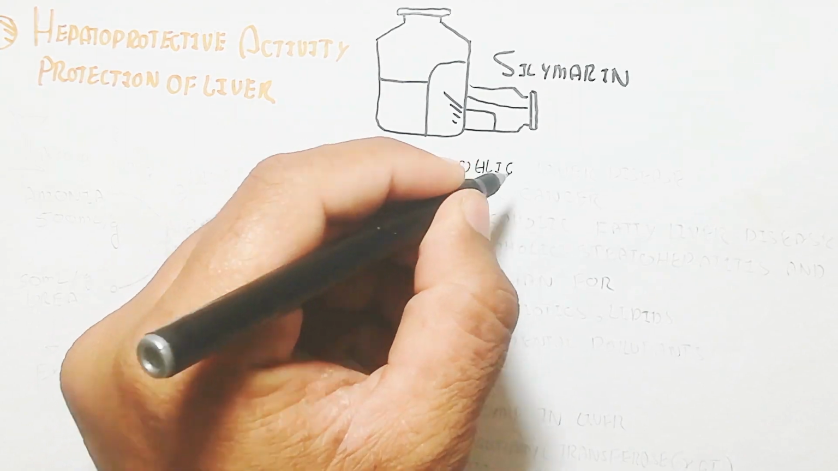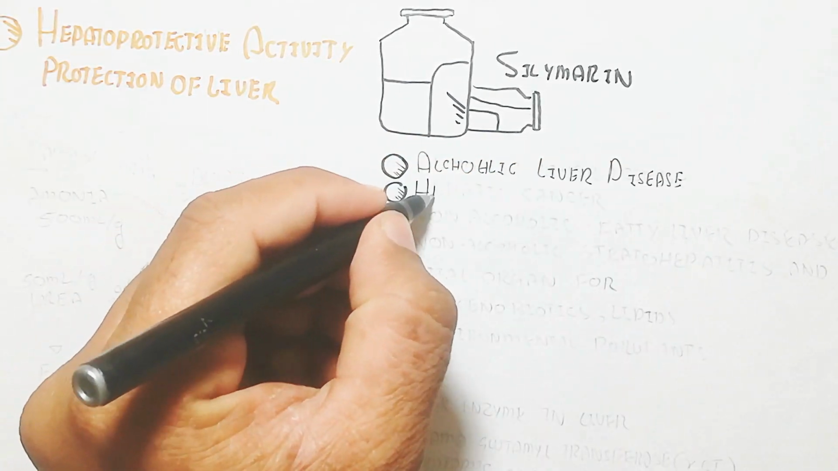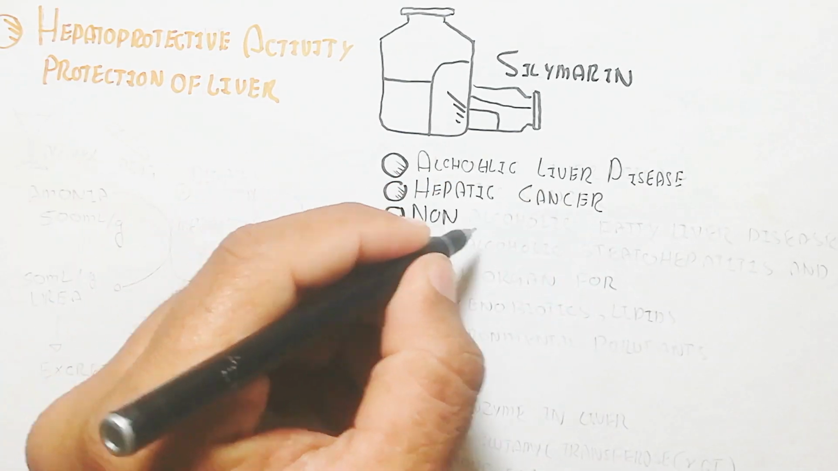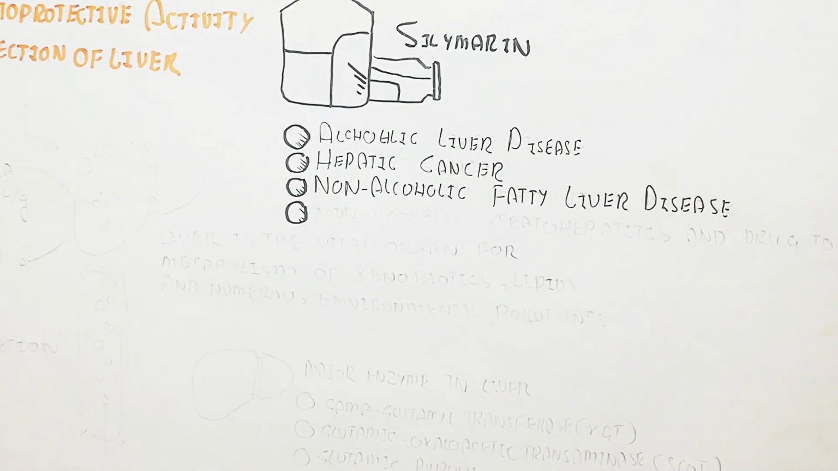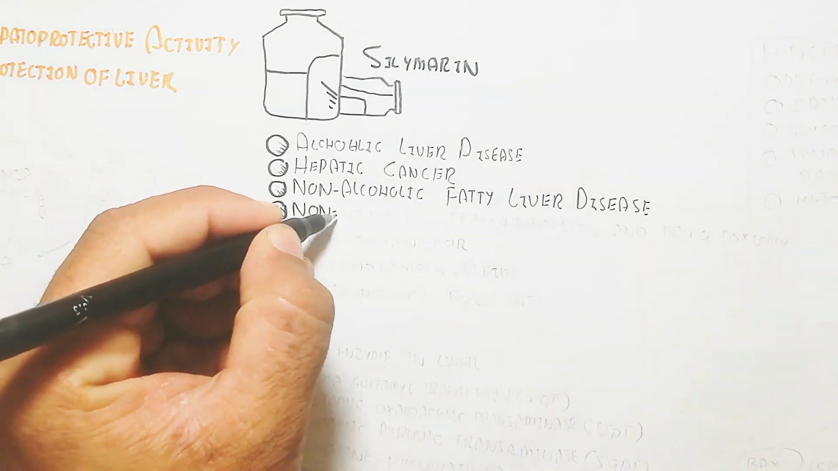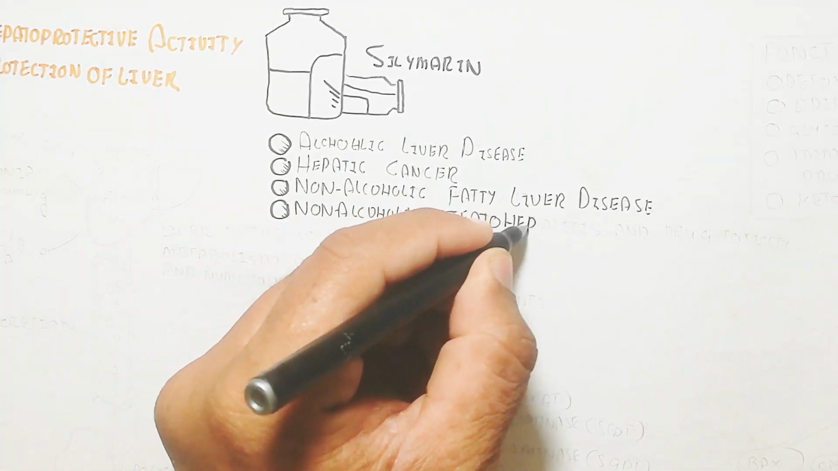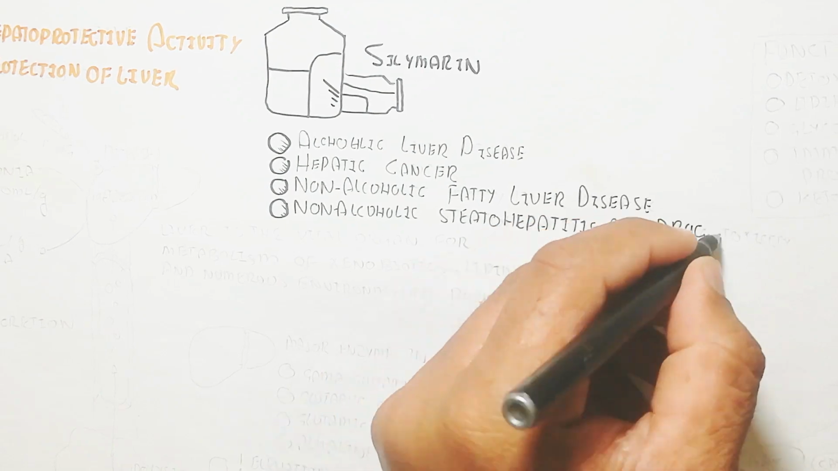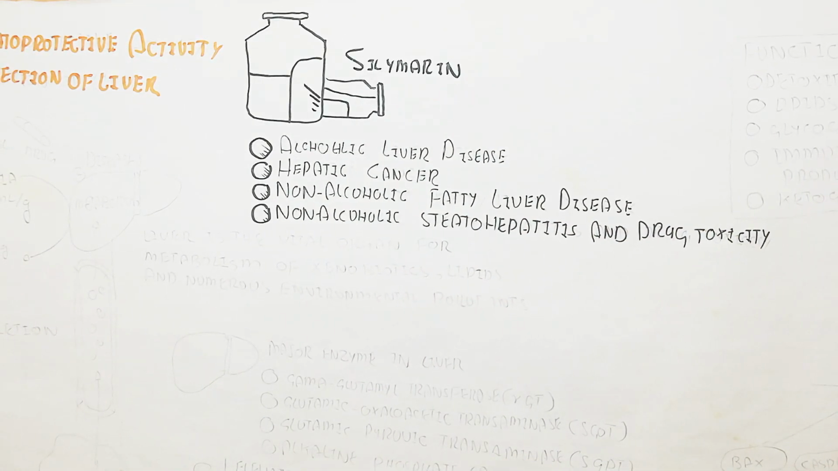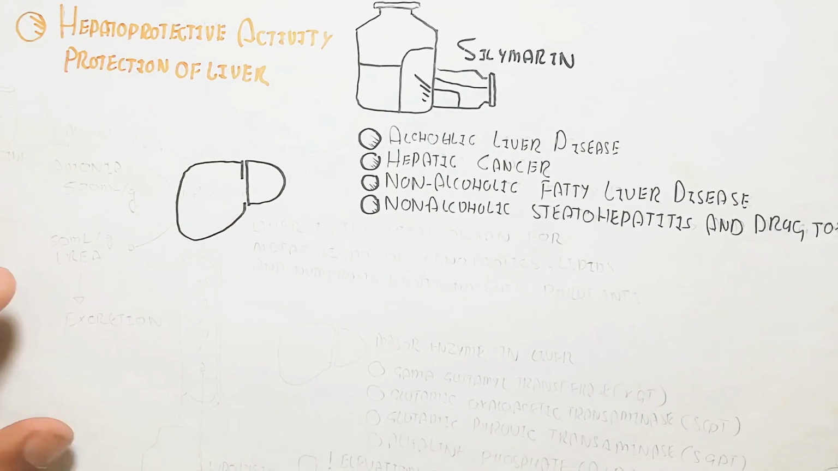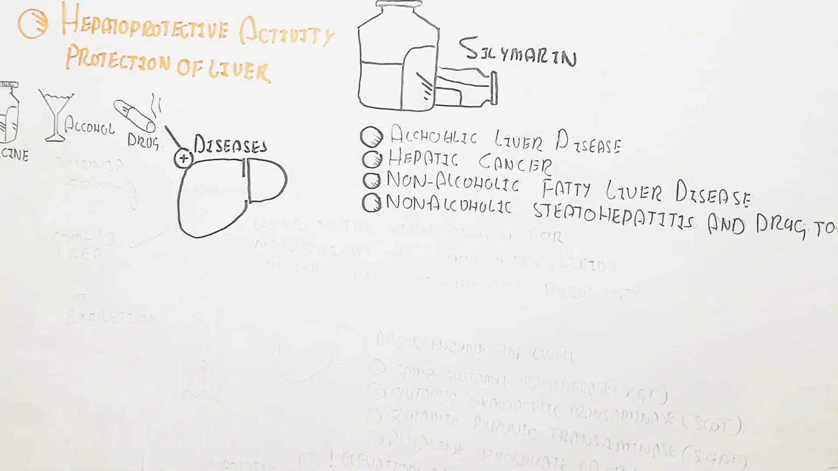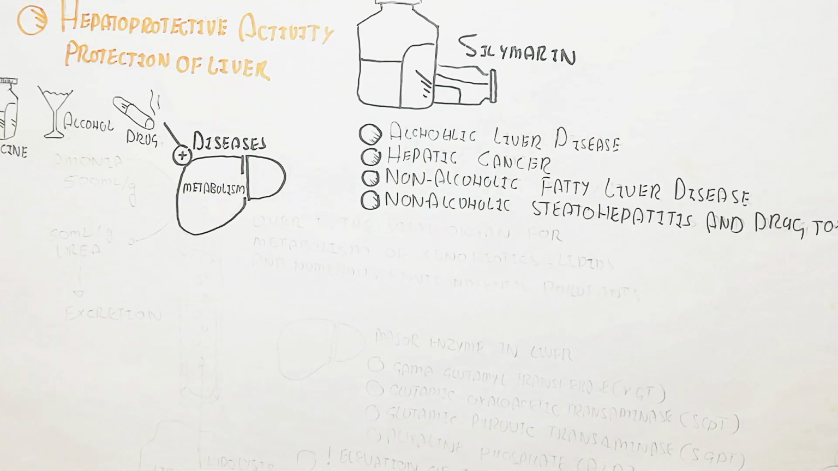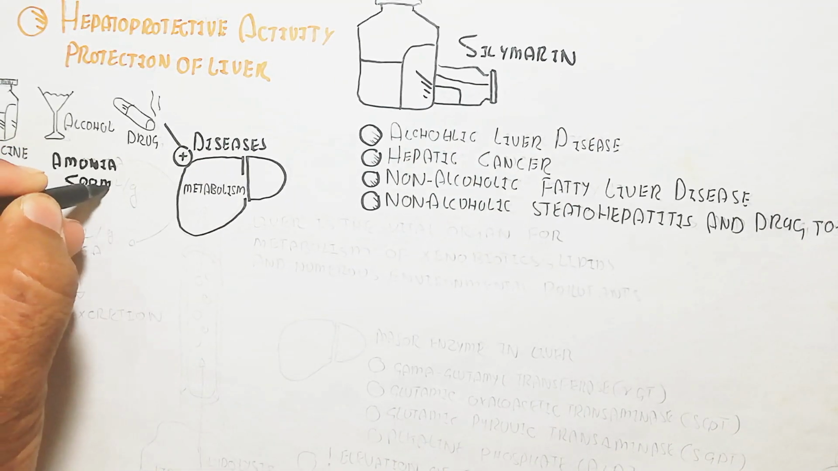Alcoholic liver disease prevention, hepatic cancer, the uncontrolled cell division of the liver will be controlled, and it inhibits non-alcoholic fatty liver disease. We will discuss all these diseases one by one in the next video: non-alcoholic steatohepatitis and drug toxicity like alcohol. The metabolism of the liver is advanced, it is the central metabolic organ and the biggest gland, and medicine, alcohol and drugs can damage the liver and cause disease.